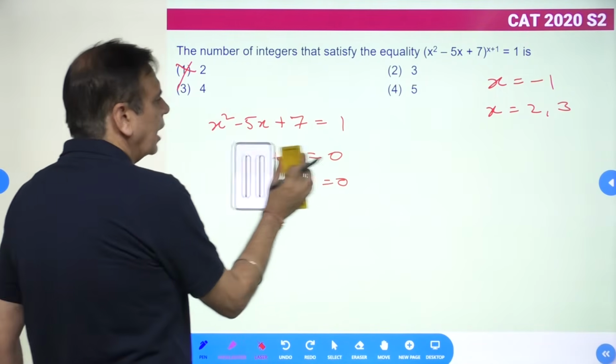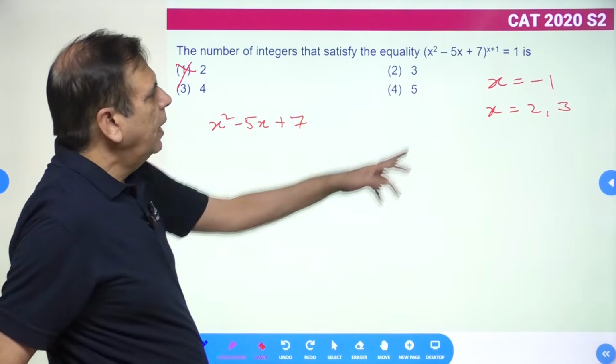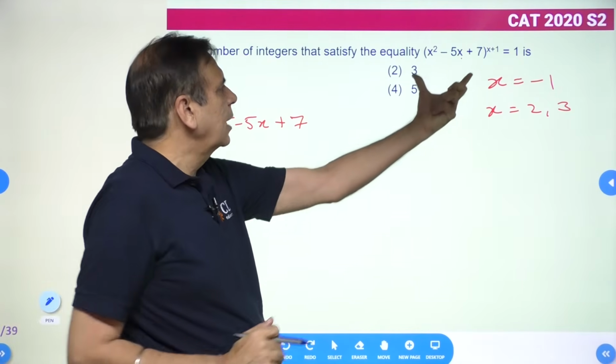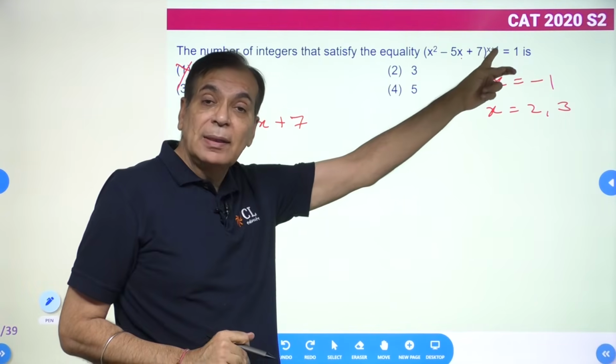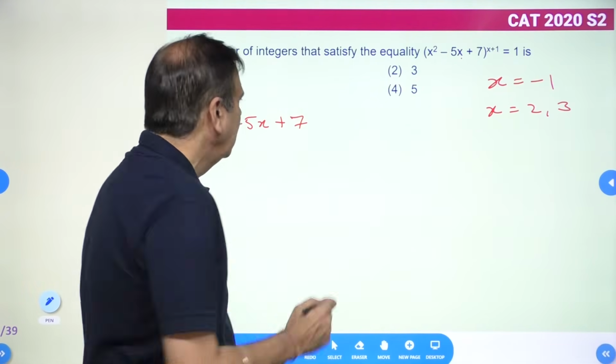Let's look at the last case where the base is equal to -1. That means this has to be equal to -1, and simultaneously for that value of x the power should be even.